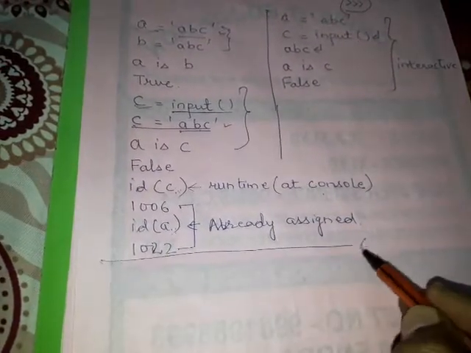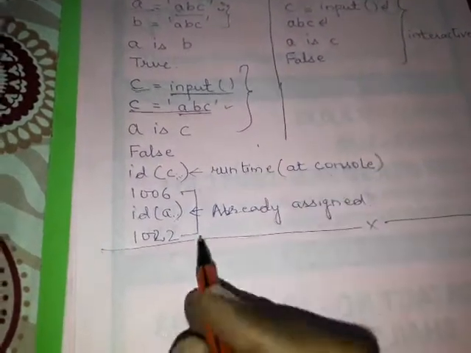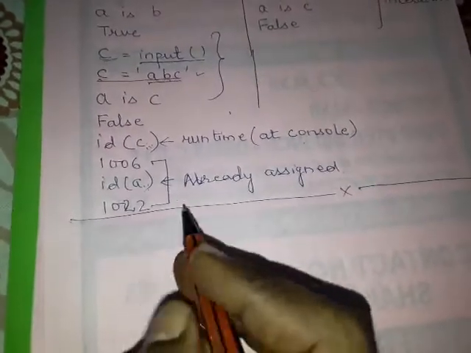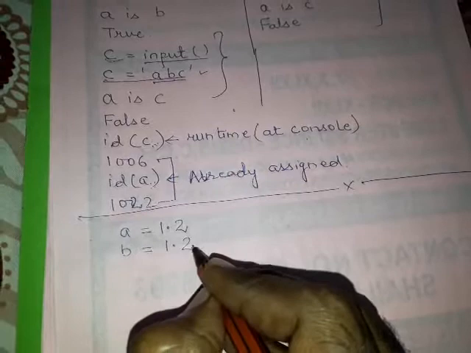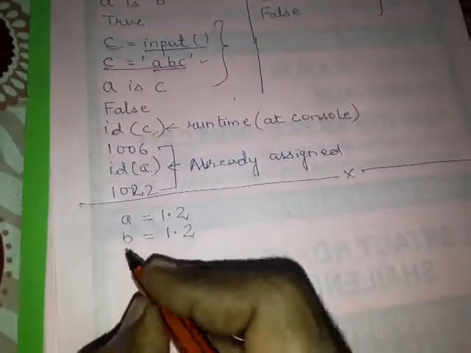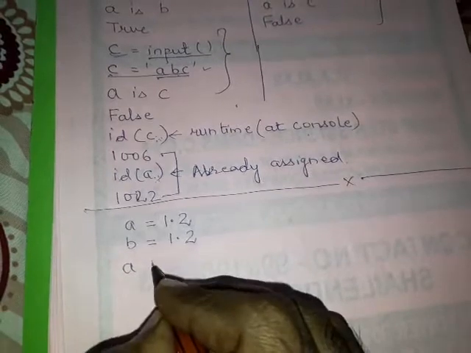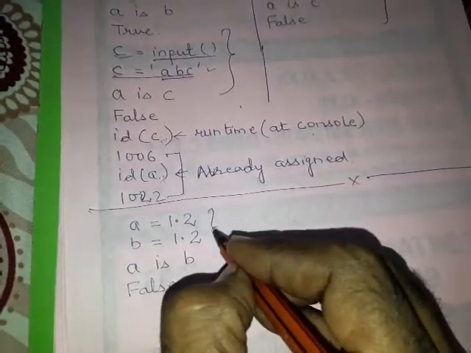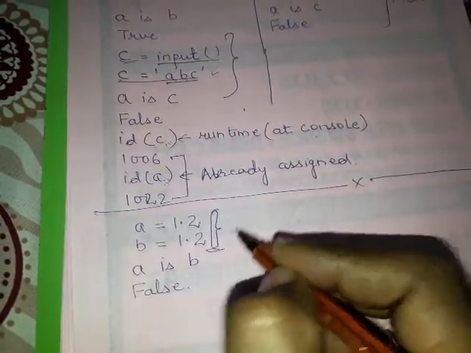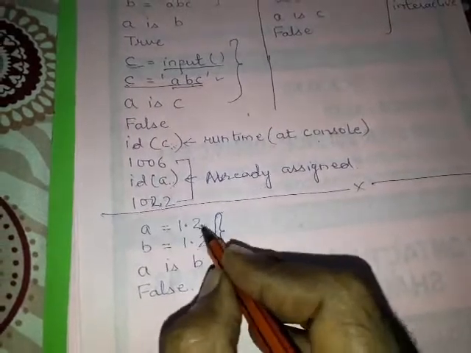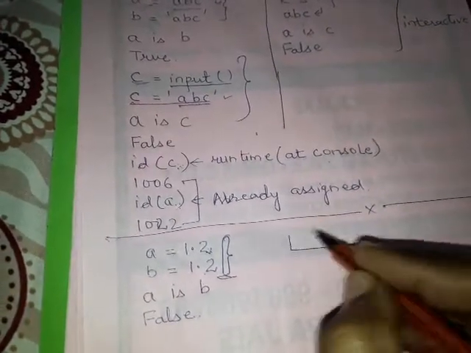Integer value we have checked. Now string we have checked. Float values, how to compare float values. Suppose A equals 1.2 and B equals 1.2. Both have the same values. Now if you compare A is B, then again it will give false, because Python uses different memory addresses for the same values of float type.